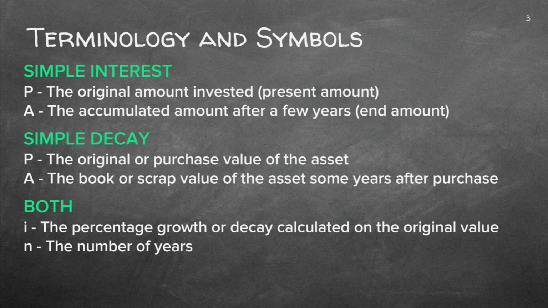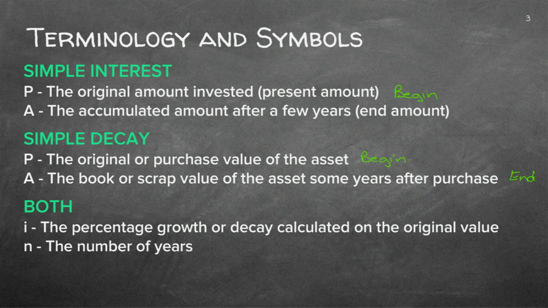Simple interest, what is the difference between simple interest and simple decay? Remember, it's the same formula, but for the interest, it's the beginning amount. P is always the beginning amount, and we can write it here as well, the beginning amount. The A is always the end amount. So after a few years, how much interest did you either gain or pay if it's a loan? But for simple decay, if it's depreciation, then it's the scrap value or the book value of the vehicle or whatever at the end. So it's all the end if you look at the A.